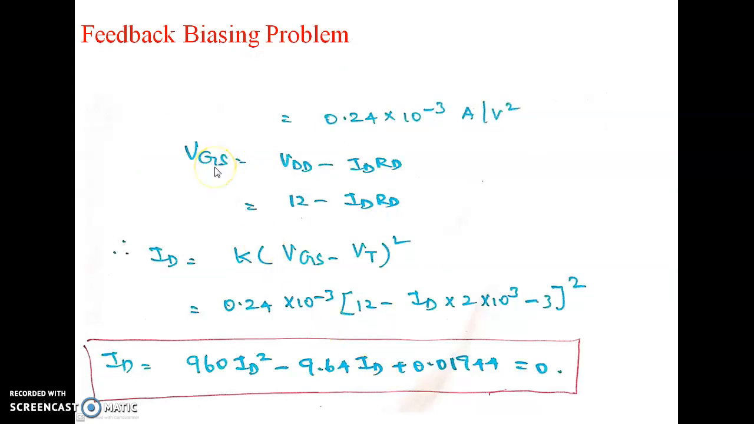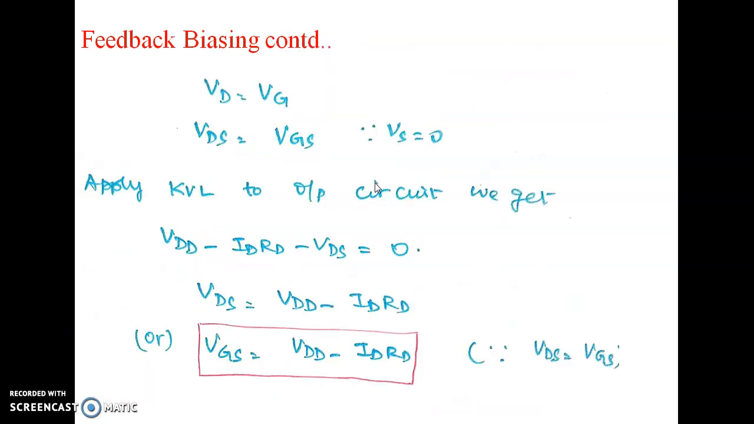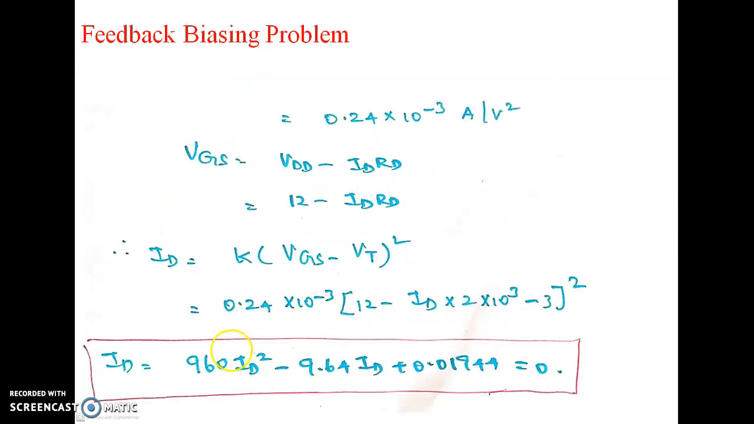Next, what about VGS? Because the Q point VGS depends on the gate source voltage. So VGS is equal to VDD minus IDRD. How do we derive this equation? We get this equation from the feedback circuit. Okay, so this is the value here.